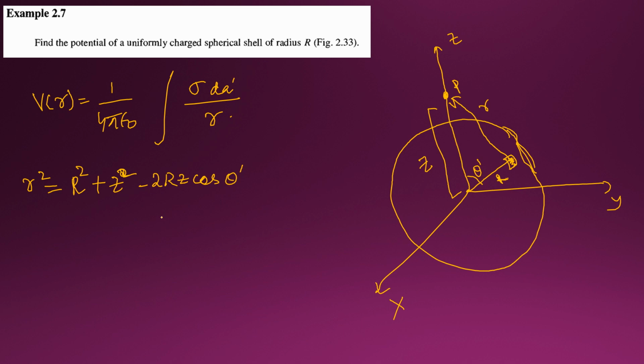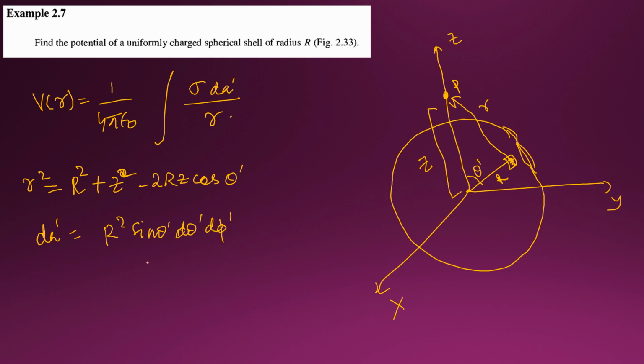So an element of surface area on the sphere is what? The element of surface area, dA dash, is how much? R square sine theta dash d theta dash d phi dash. We know it.